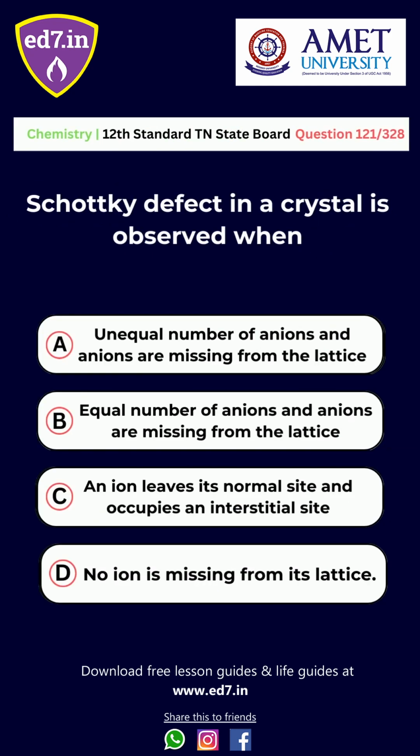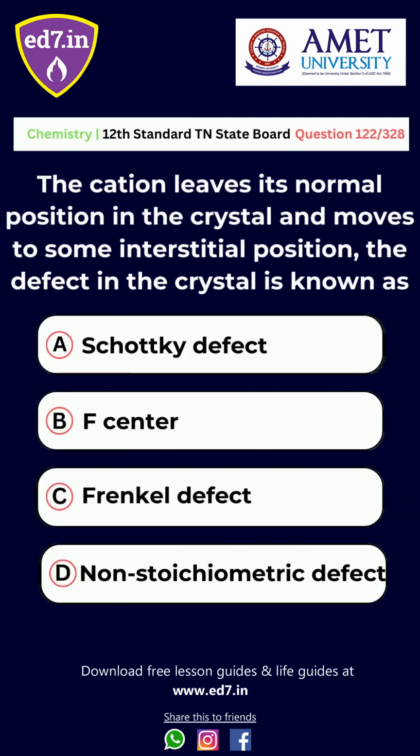Question number 121. Schottky defect in a crystal is observed when: option A, unequal number of cations and anions are missing from the lattice; option B, equal number of cations and anions are missing from the lattice; option C, an ion leaves its normal site and occupies an interstitial site; option D, no ion is missing from its lattice. The correct option is option B, equal number of cations and anions are missing from the lattice.